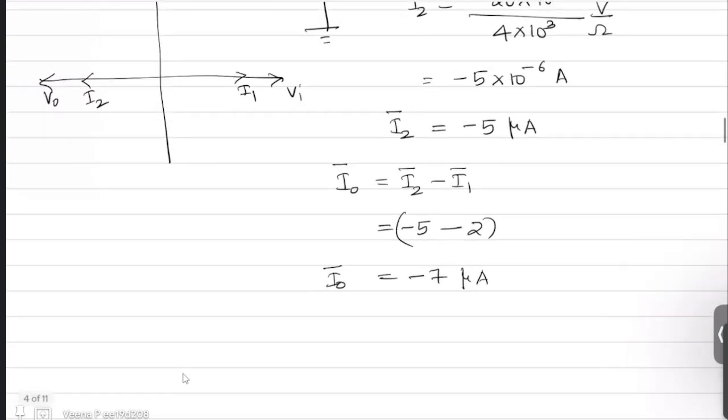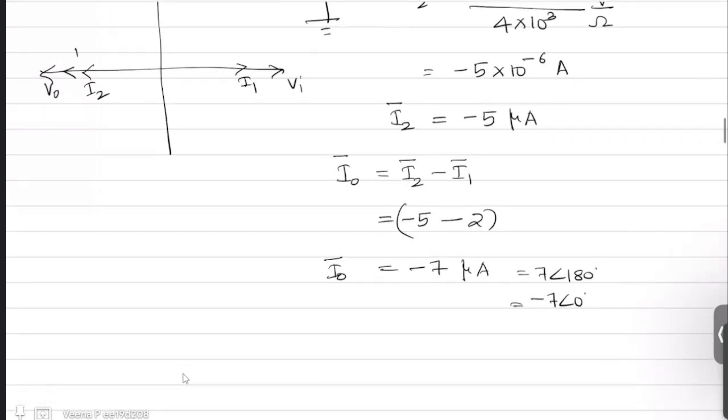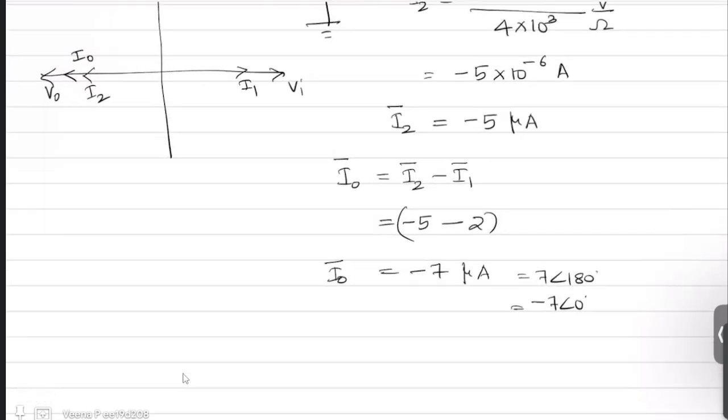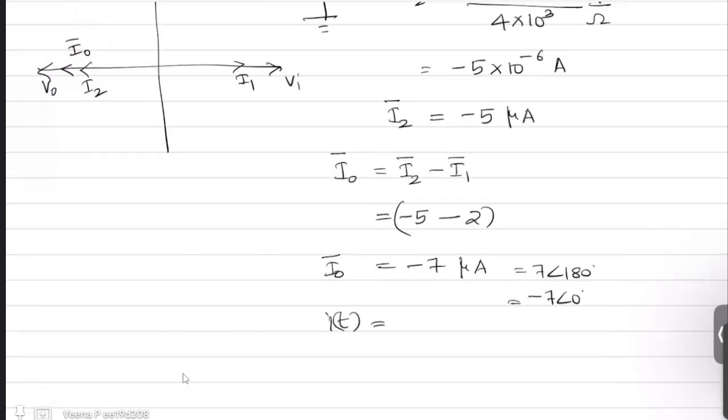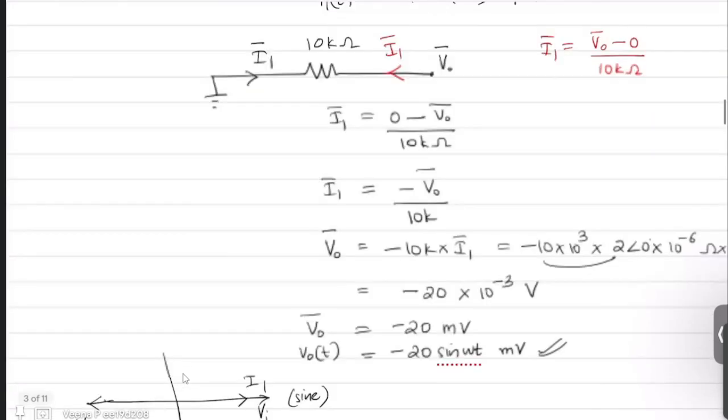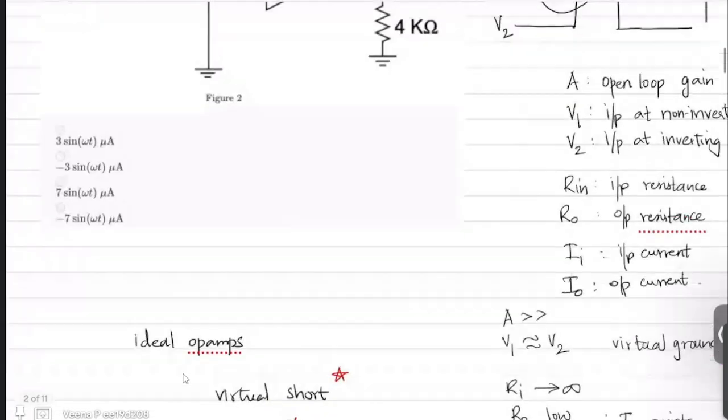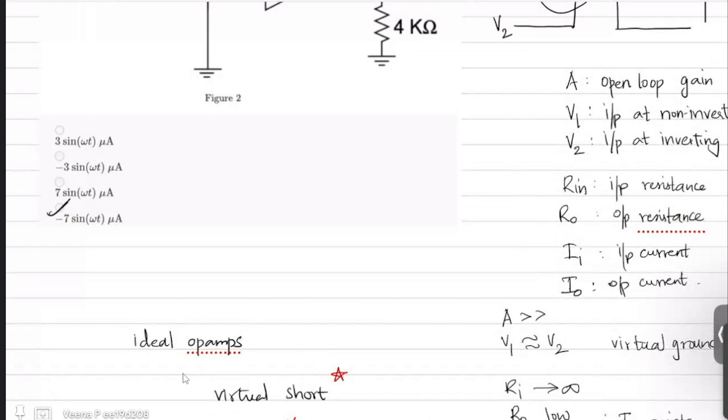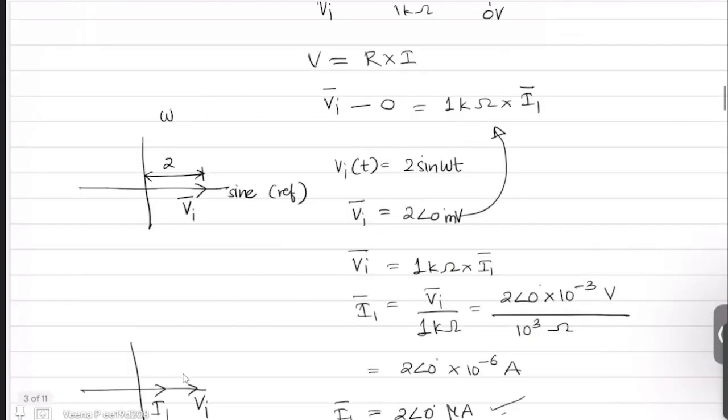Now minus 7 is nothing but 7 angle 180 degree or minus 7 angle 0 degree. So it lies on the same axis as your V0 and, sorry, V0 and I2. So in time domain, you can write I0 as minus 7 sine omega t microampere. So the answer is minus 7 sine omega t microampere. Now let us move to the next question.